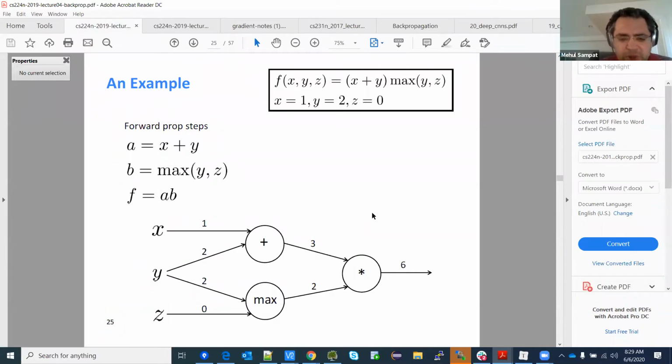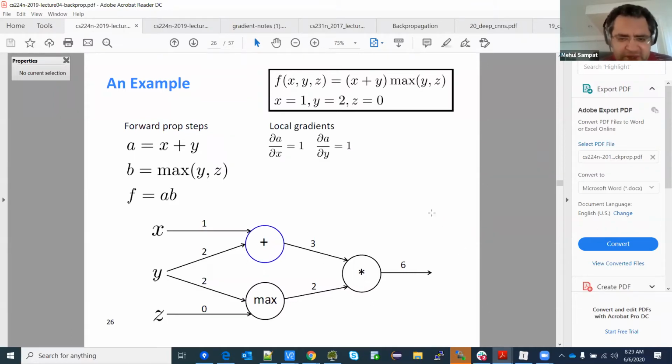Now, just for an example to understand it well, let's put in the values. X is 1, Y is 2, and see, Y is being distributed to both nodes. Z is 0. So this is the forward pass. 1 plus 2 is 3, and the max of these two is just 2. Then 3 times 2 is 6. So the forward pass is very easy.